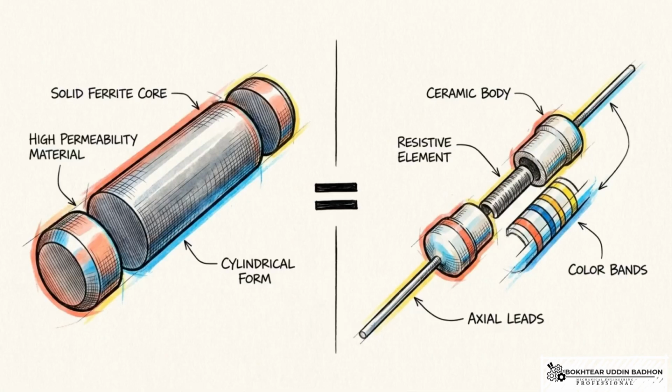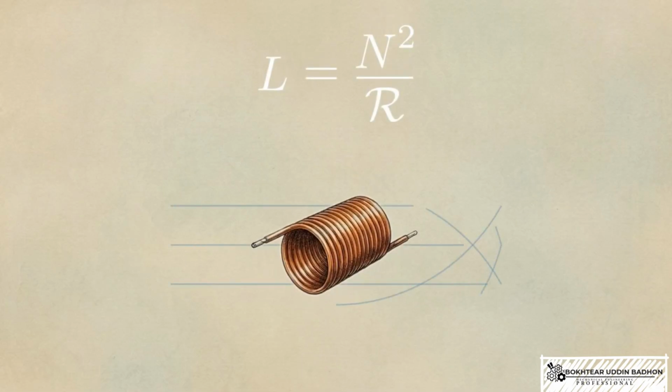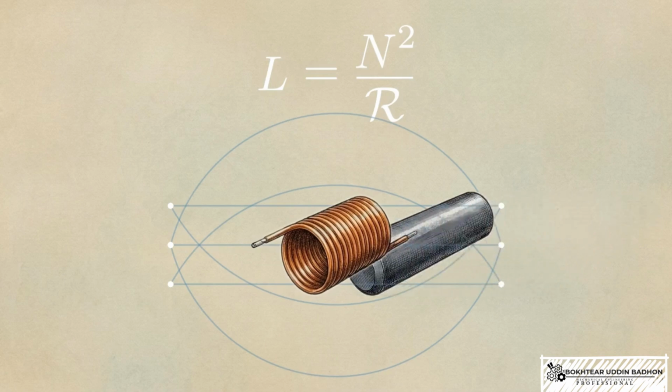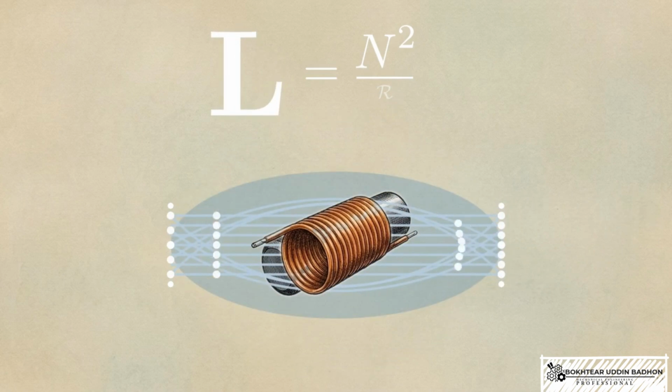The mechanics of this shift are governed by magnetic reluctance, which operates as the magnetic equivalent of electrical resistance. This equation demonstrates the relationship between inductance, turns of wire, and reluctance. Ferrite possesses vastly higher magnetic permeability than air, providing a highly conductive superhighway for magnetic flux. Introducing the ferrite instantly shrinks the circuit's reluctance, causing the inductance to scale upward in inverse proportion.